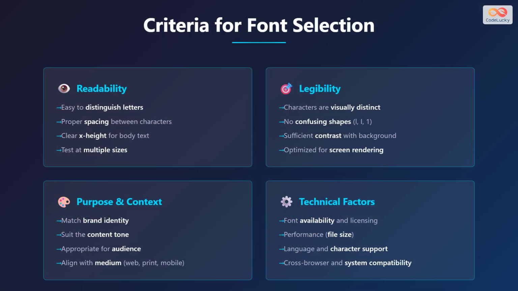Font weight refers to the thickness of the letters. Weights range from light to extra bold. Use heavier weights for headings to grab attention and lighter weights for body text for readability. Font size matters too. Headings should be significantly larger than body text to create visual hierarchy. A good starting point is 48 pixels for headings and 16 pixels for body text. Always adjust based on your specific design needs.